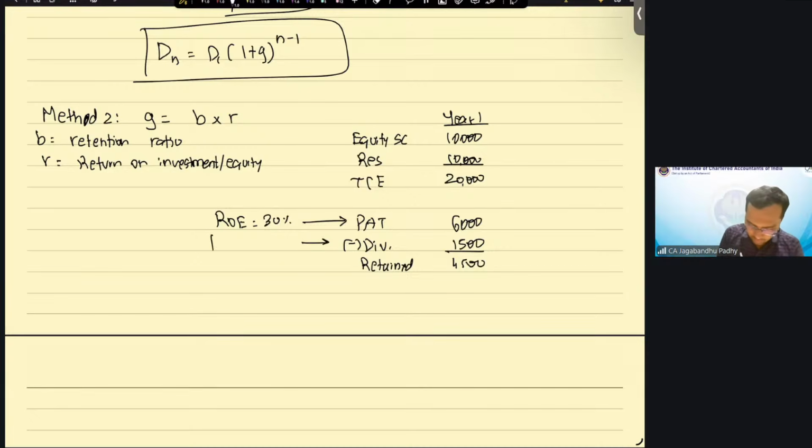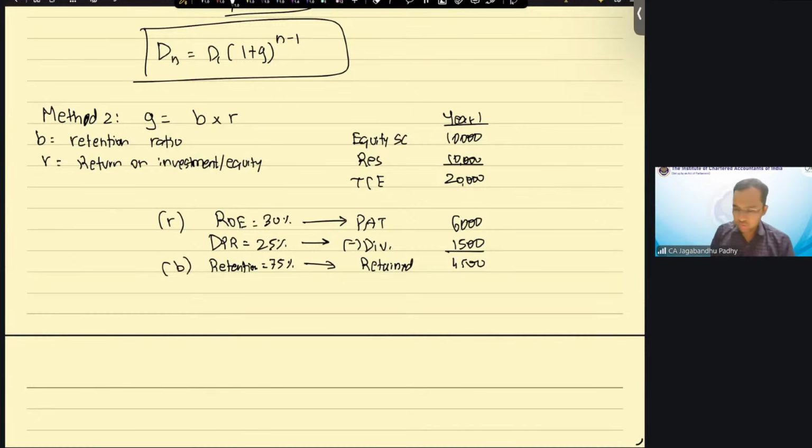And if I ask you, what is the dividend payout ratio? How much profit is being paid out? 25%. How much is being retained? Retention is 75%. Right? So this is R and this is B. So now what is going to happen in the second year? Share capital will remain same, 10,000. What's going to happen to the reserves now?